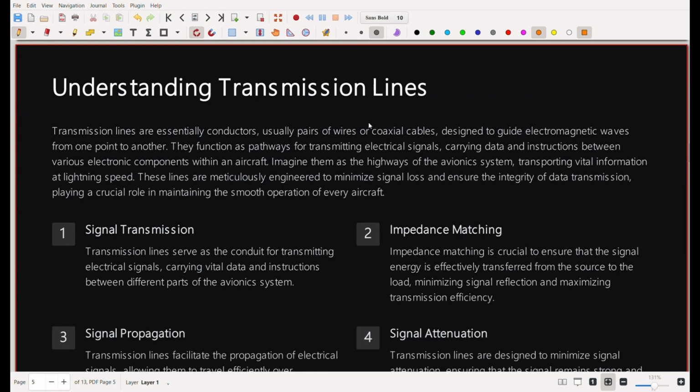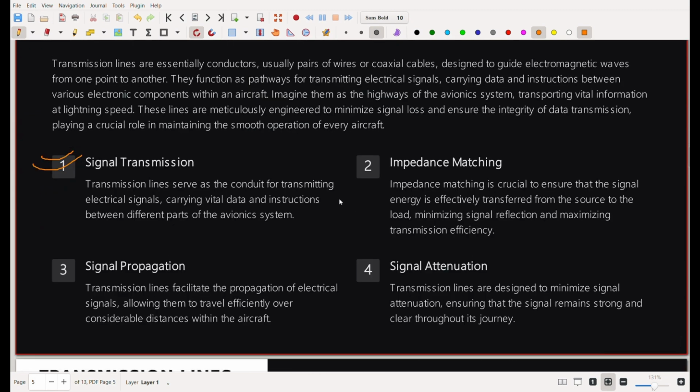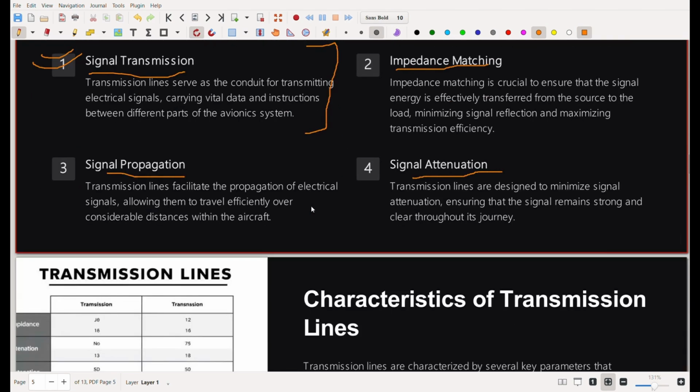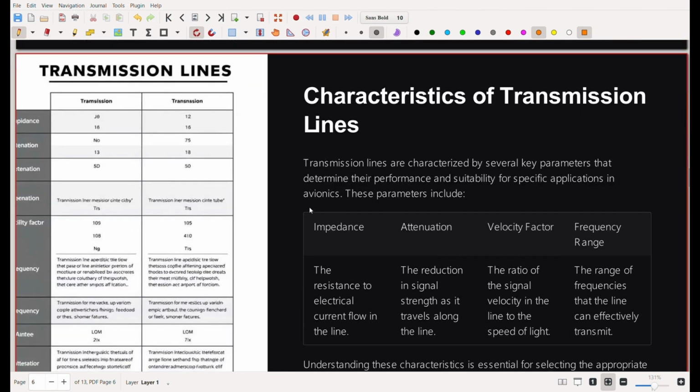Let us see more in depth about transmission lines. So transmission lines involve four major components that we have to keep in mind. First is signal transmission, impedance matching, propagation of the signal and attenuation of the signal. I will be providing the PDF of this document so you can check it out later.